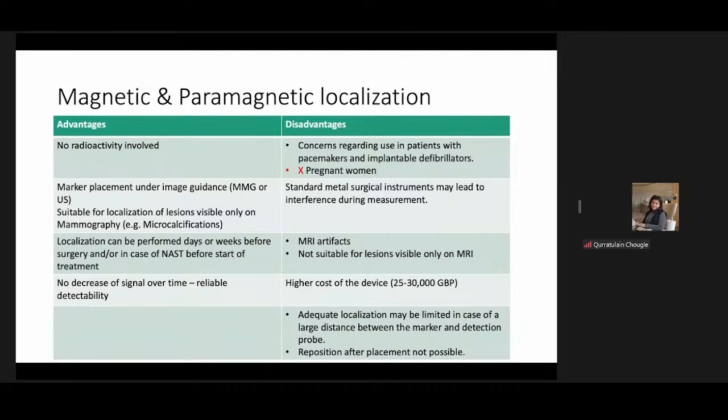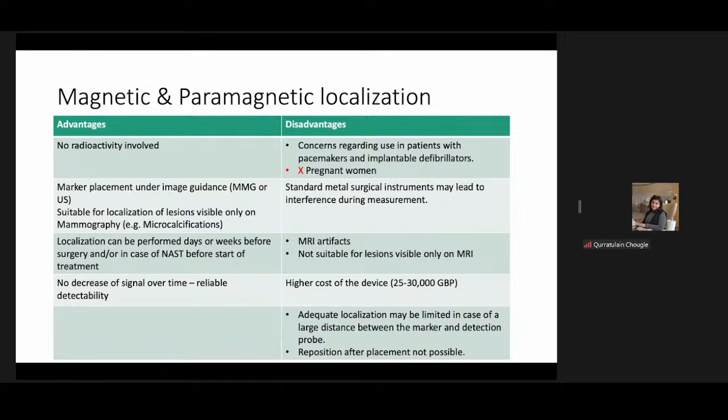And the disadvantages: there are some concerns regarding using it in patients with pacemakers and implantable defibrillators. Also, there's no data available for its use in pregnant women, so it's not recommended. Standard metal surgical instruments often interfere, so like I said, we use plastic retractors, so that's a disadvantage. And it is not MRI compatible, and it is not suitable for lesions that are visible only on MRI.